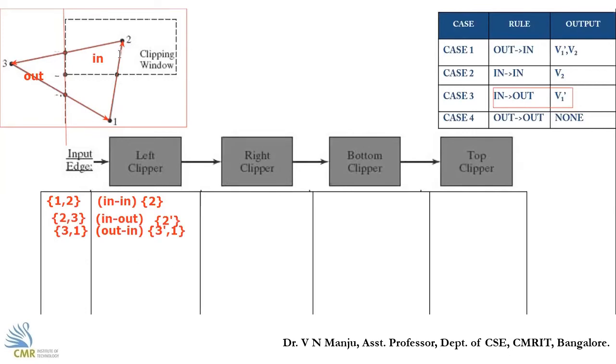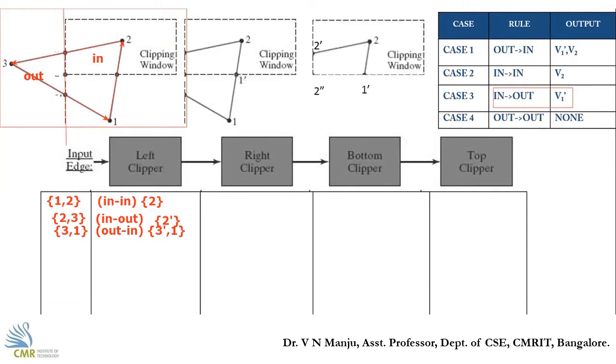Clear. So from this input, now let me see what the output will be. After doing the left clipping, what are the points I've got? I've got 2, and I did not get this 1 dash. I will erase it off like this. One minute. This is not there.